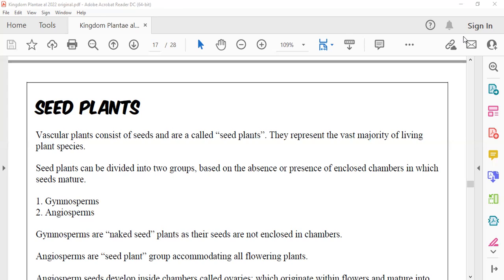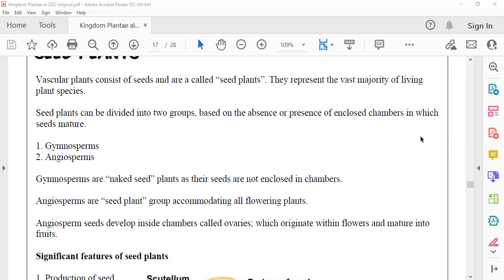In gymnosperm, the seed is not enclosed in chambers. Chamber and case are equal words, right? The chamber, that is the fruit, develops in angiosperms; seeds develop inside chambers called ovaries. The ovaries develop into fruits, so seeds are accommodated inside the fruits. Correct? Yes, sir.